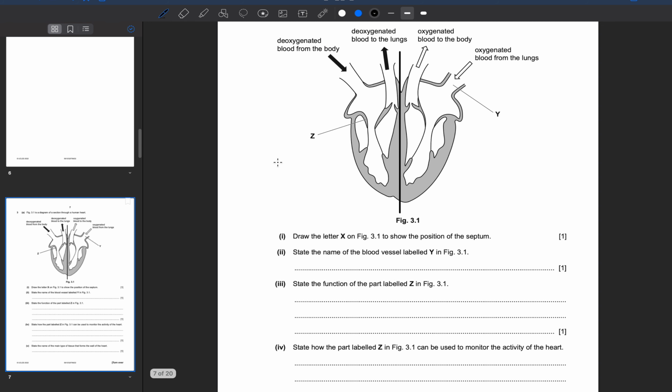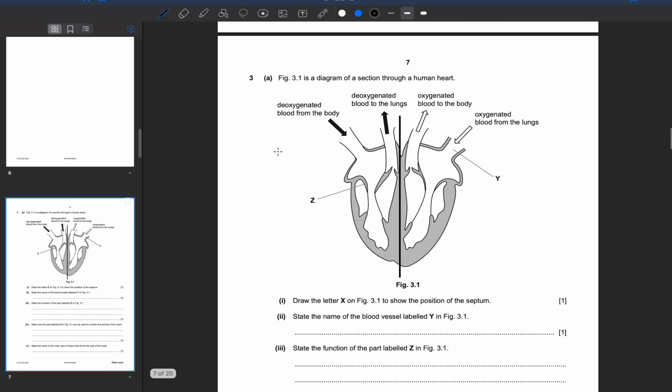Next, he says draw the letter X on Figure 3.1 to show the position of the septum. What is the septum? The septum is the wall that separates the two sides of the heart, the left side and the right side, and it prevents mixing of oxygenated and deoxygenated blood. So I will draw the arrow on the septum, which is this wall. This is the septum. I will draw an arrow without an arrowhead and write an X there.